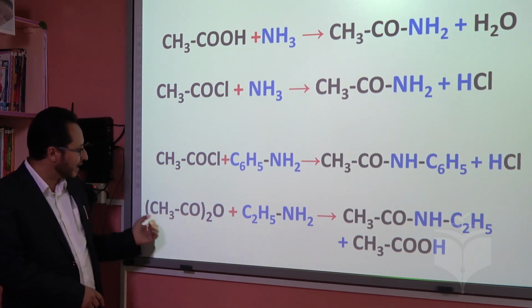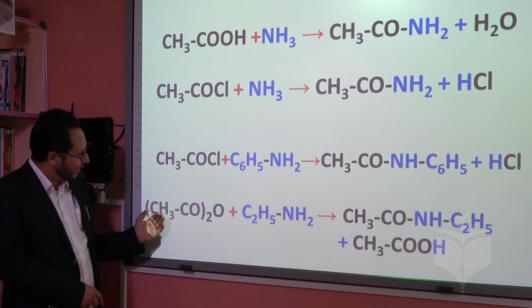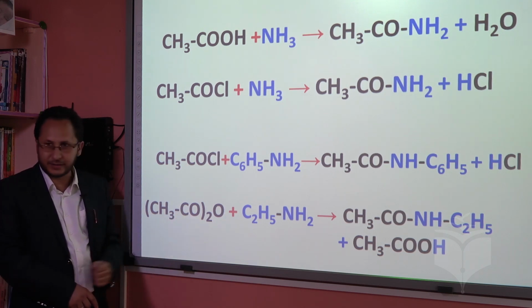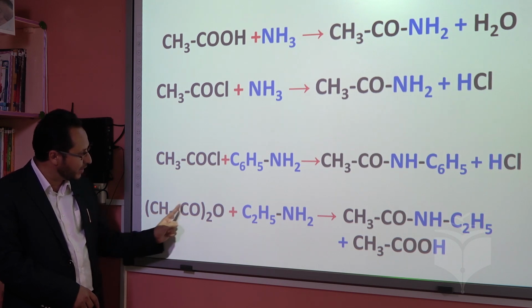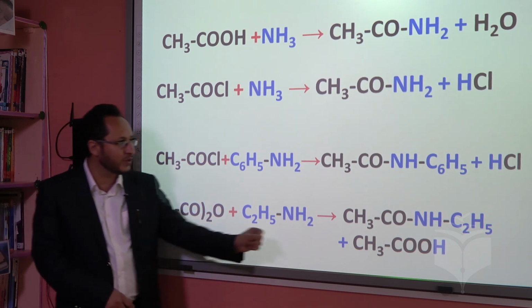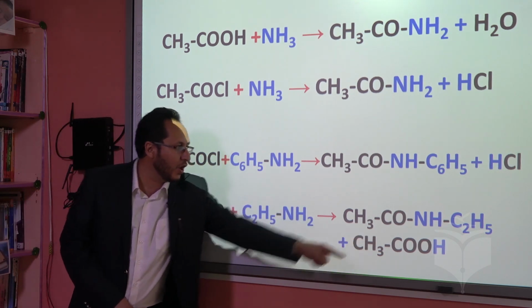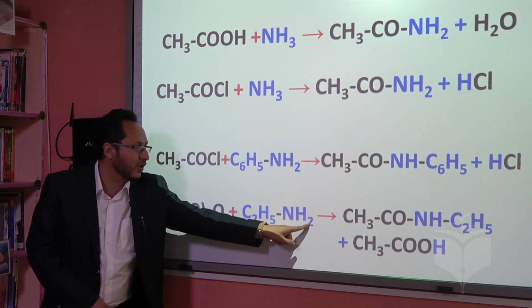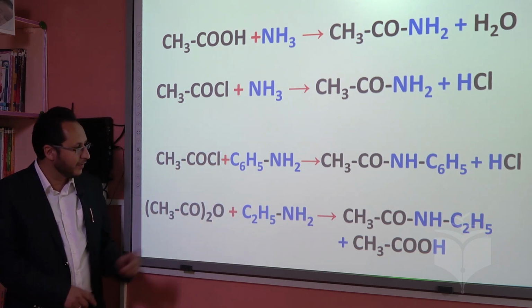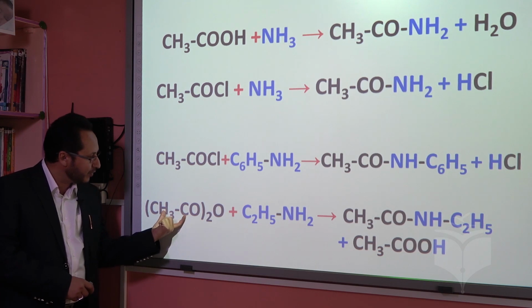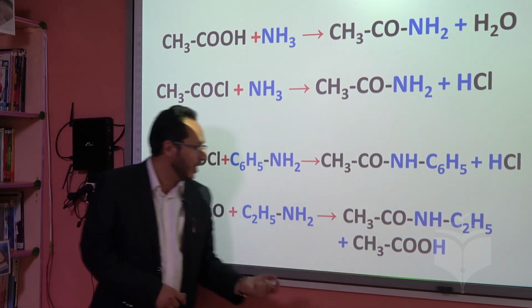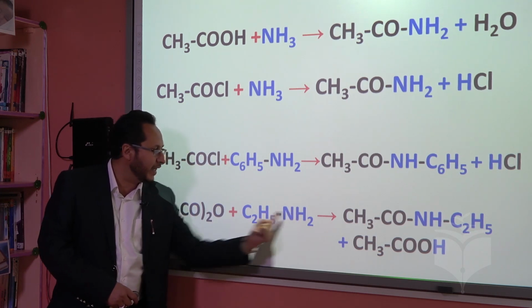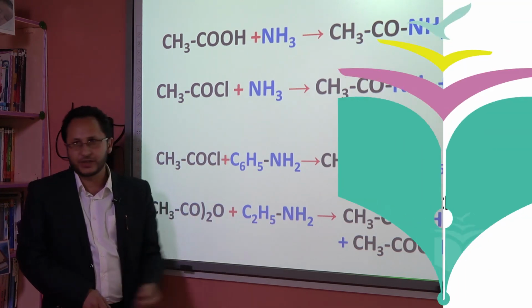Here we have another example with acetic anhydride. With acetic anhydride, you have to take this one, CH3COO with hydrogen atom, so CH3COOH. H is from here, from the end. Then join the rest. The rest from the compound is CH3CO, and the rest from this compound is NHC2H5.